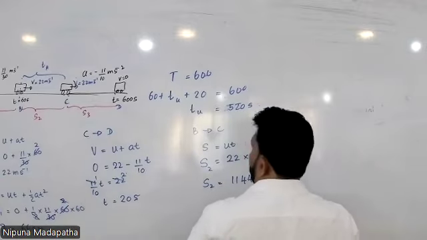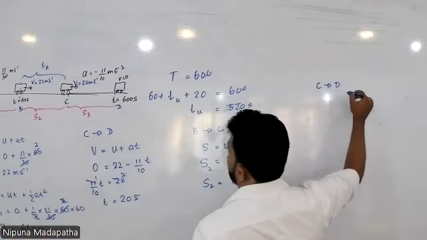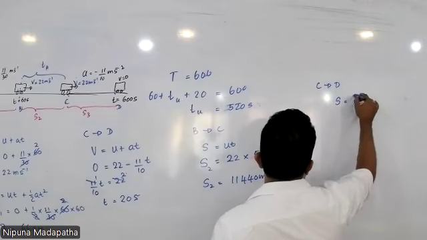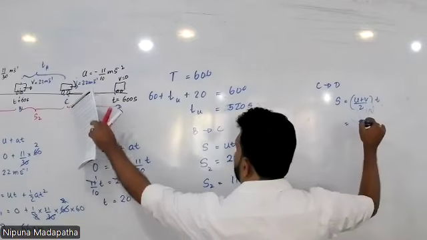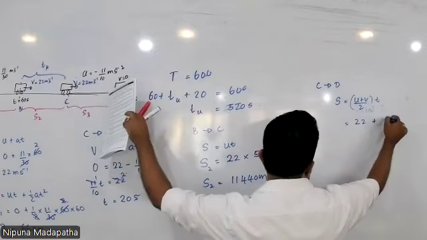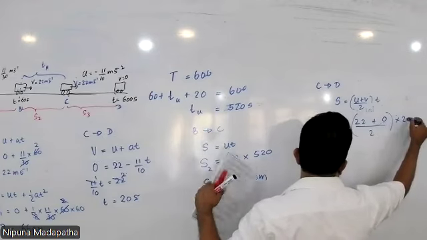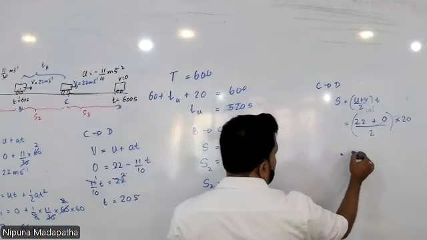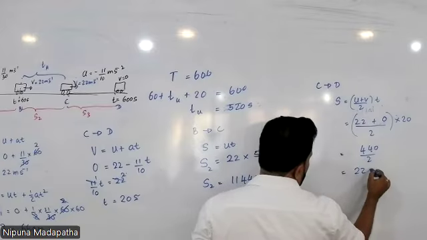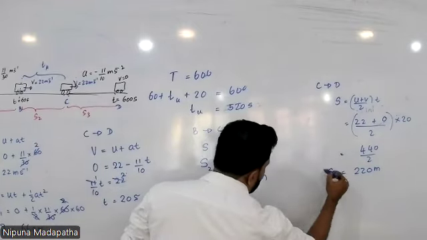Then finally, from the motion from C to D, find the S3 value. S equals (u plus v) over 2 times t. The initial velocity when the deceleration starts is 22. The final velocity is 0. The time is 20. 440 divided by 2, which is 220 meters. This is the value of S3.